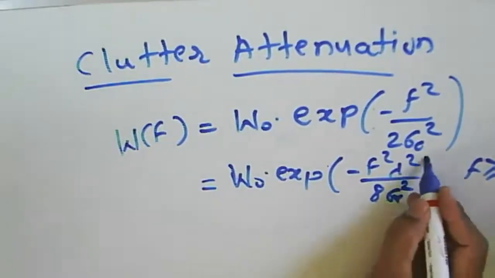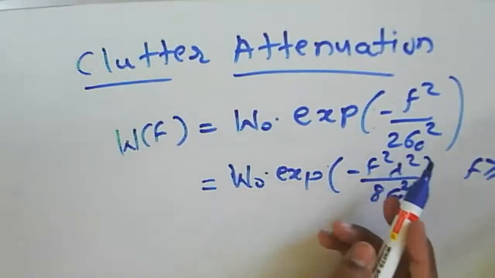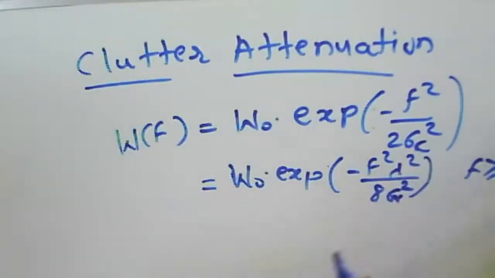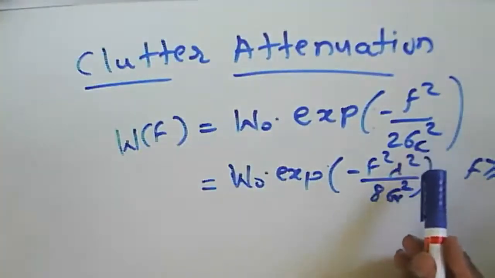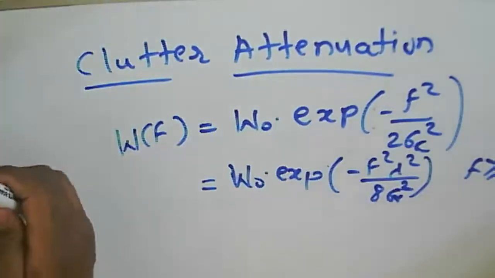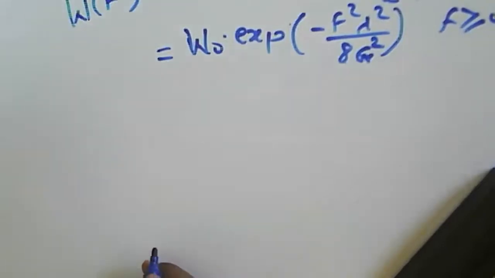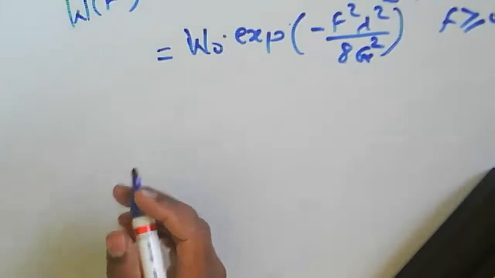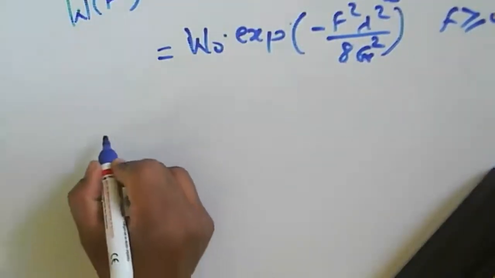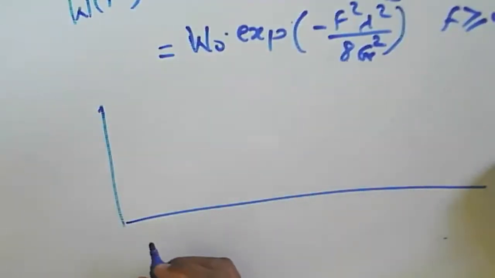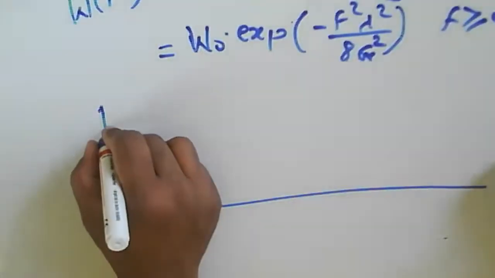Sigma c is the standard deviation of the clutter spectrum, in hertz, and sigma v is the standard deviation of the clutter spectrum in meters per second. From this we can find the frequency response. What will be the frequency response of this finite width clutter spectrum? I'll just draw it here: the frequency response of a delay line canceller for a clutter spectrum.